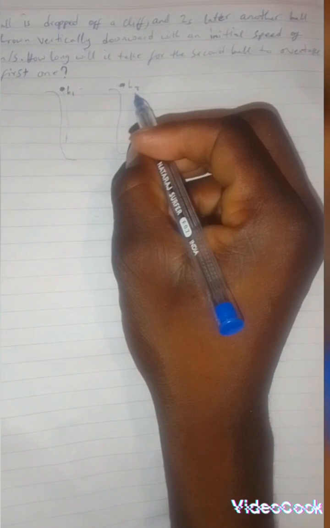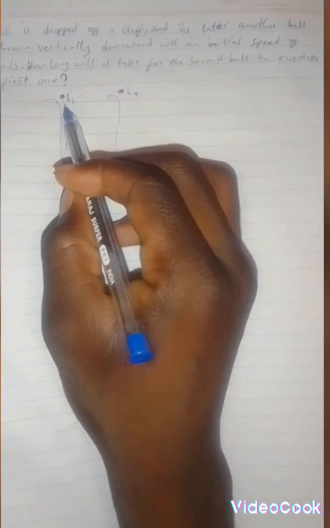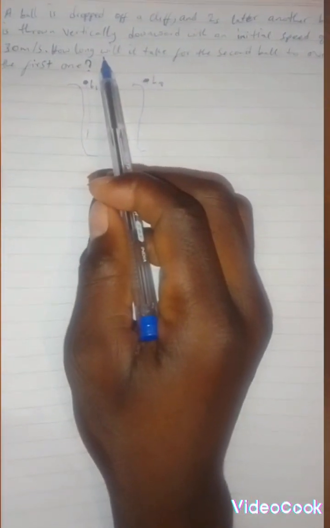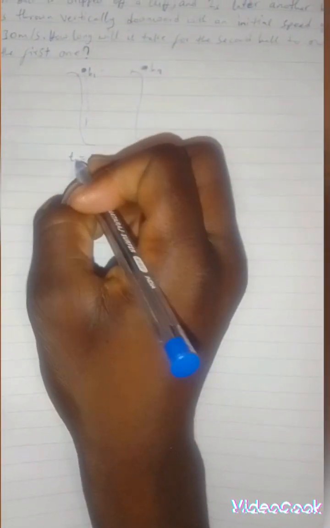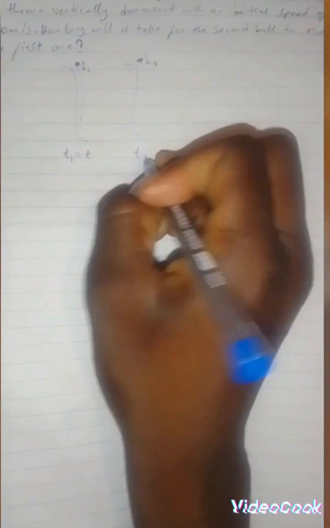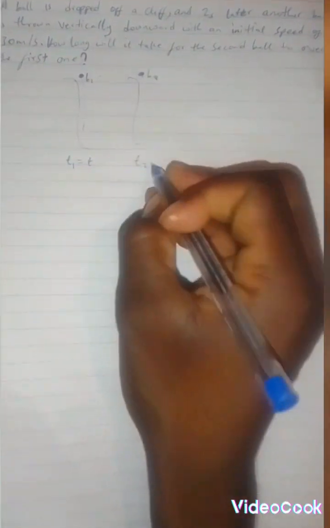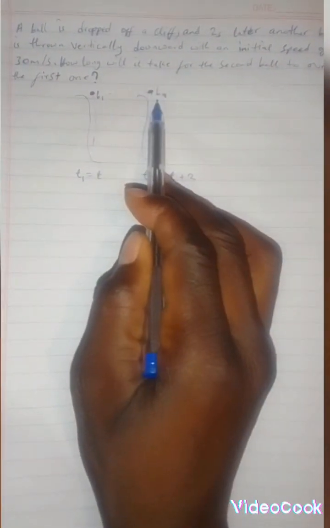Now, what does that mean? When we come to time, we find that ball 1 is ahead of ball 2 by 2 seconds. This is what it means. Since the question is talking about how long, they want us to calculate the time. But how are we going to handle time? Simple and straightforward. For ball 1, time is equal to t, which is time 1. Then time 2: since ball 1 is ahead by 2 seconds, for this time to be equal to time 1, it will be t plus 2.